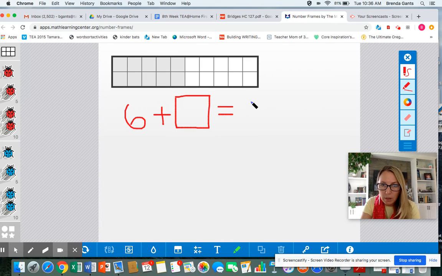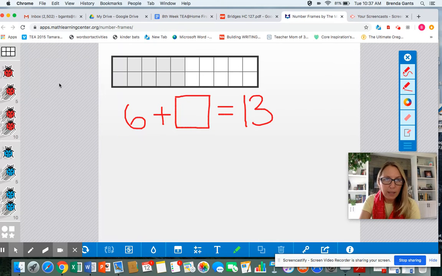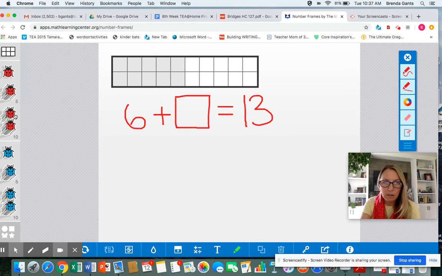Then there were 13. Okay, so let's see. I'm going to put my pen down, and I'm going to start off with 6 ants. So I have a 1, a 5, and a 10. 10 would be too many, so I'm going to put 5 and 1 more. So here are my 6, and I need to add more until I have 13 altogether.